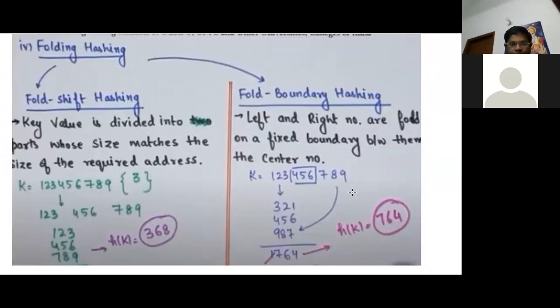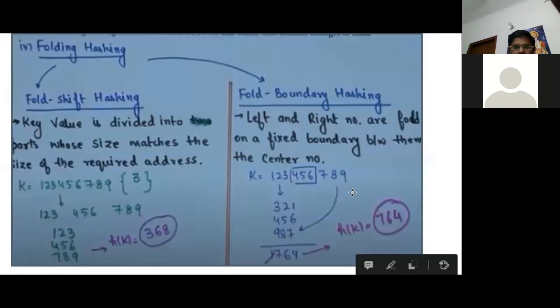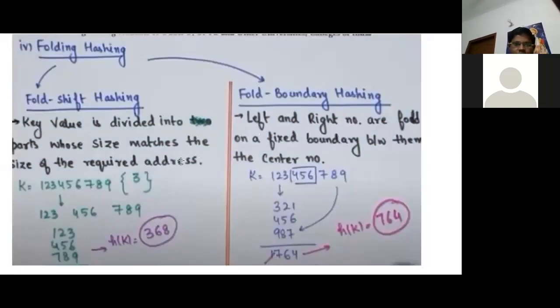Now the fourth type of hashing is called folding hashing. In folding hashing, there are two variations. The first one is fold shift hashing and the second one is fold boundary hashing. So what is the difference between these two? Let's take an example.